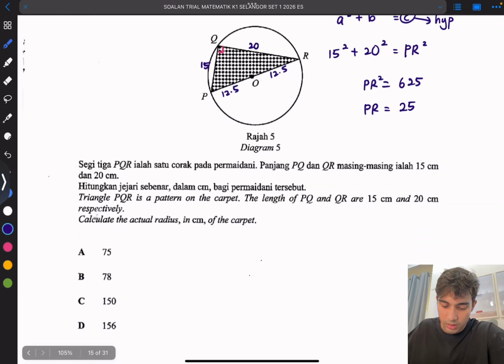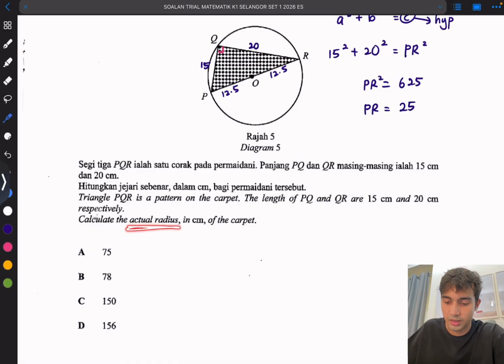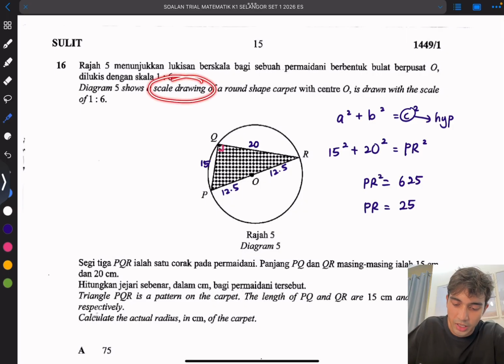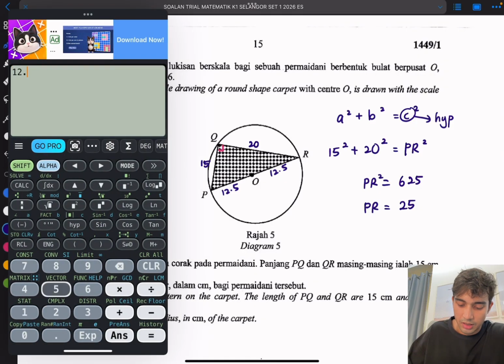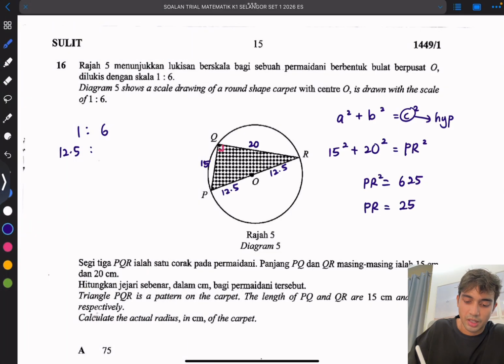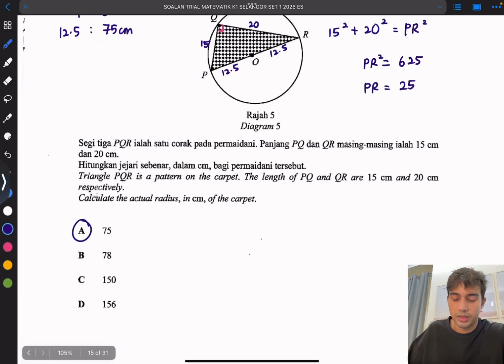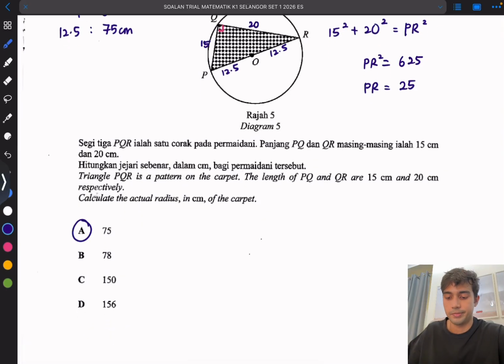Here we got no answer because they're asking us to find the actual radius. Remember, this is the scale drawing. So the scale drawing's radius is 12.5. The actual radius we don't know. They gave us the ratio 1 to 6. That means the actual image is 6 times bigger. So if the scale drawing is 12.5, we just make it 6 times bigger. Times 6 will be 75. So the actual radius is 75. A. Done.